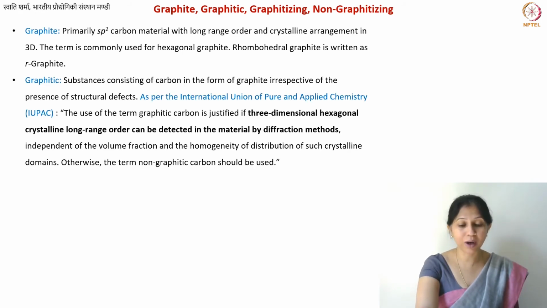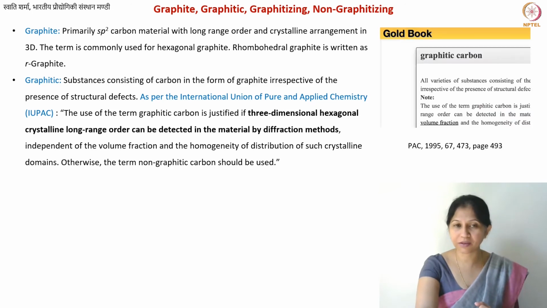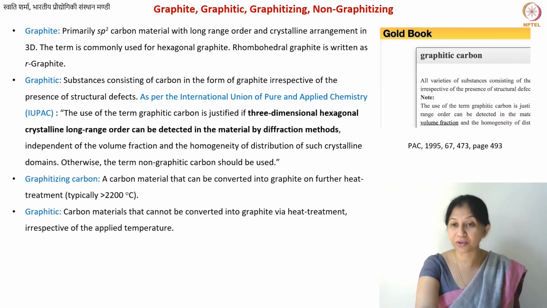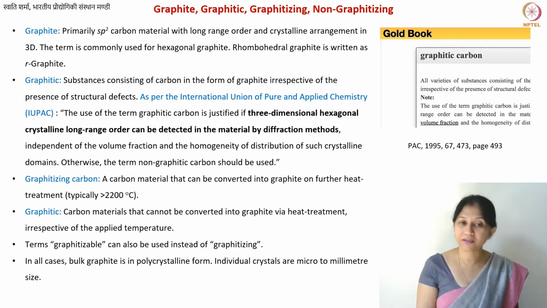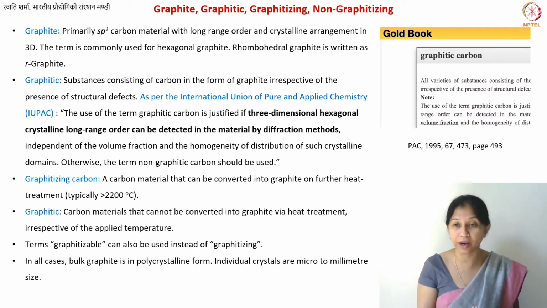I'm not going to discuss each one of them individually, because you can just read through what I have written here. One thing I must definitely tell you is that most of these definitions I have taken from what is known as the IUPAC Gold Book. So you know what IUPAC is. IUPAC decides all the names for organic materials and carbon related materials. Now, what is this IUPAC Gold Book?